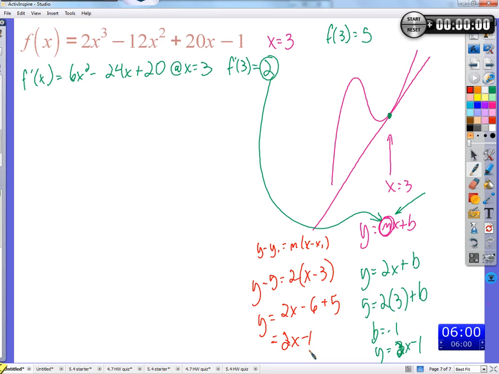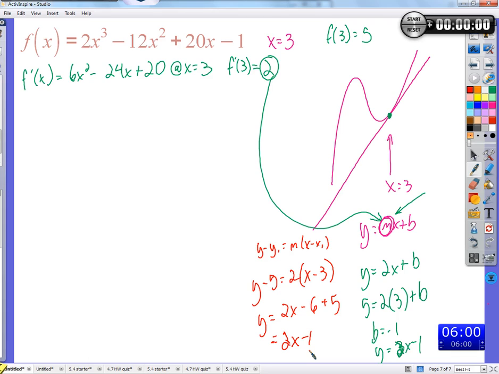Equation of tangent line at x equals 3. Okay. So that's something you should be able to do. We're going to talk about the equation of a tangent line, the general equation of a tangent line to a function.